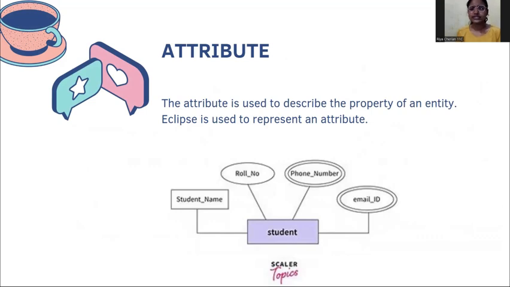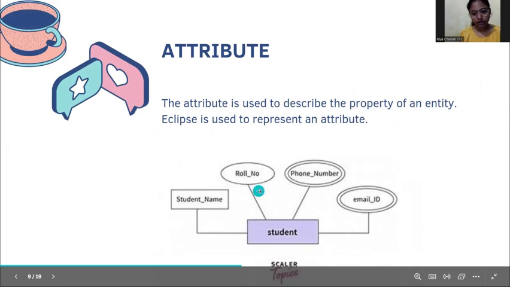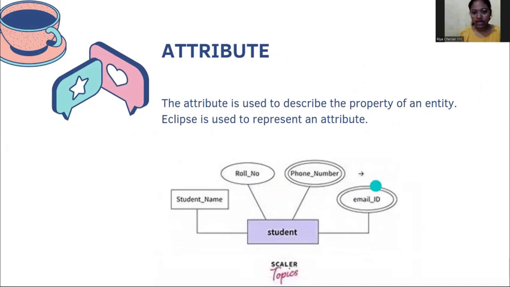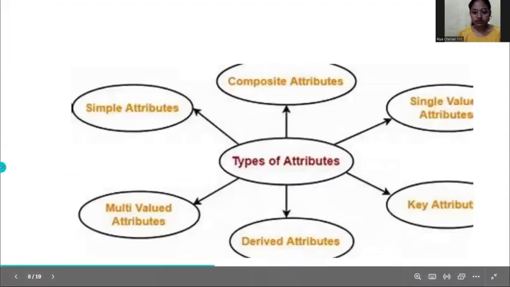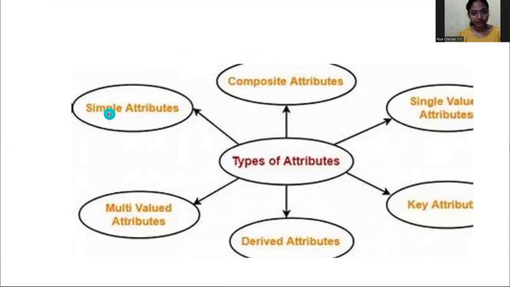Further moving on, what is an attribute? The attribute is used to describe the property of an entity. Ellipse is used to represent an attribute. Here, student name, roll number, phone number, and email ID are few attributes for the entity student. Types of attributes are composite attributes, single-valued attributes, key attributes, derived attributes, multi-valued attributes, and simple attributes.